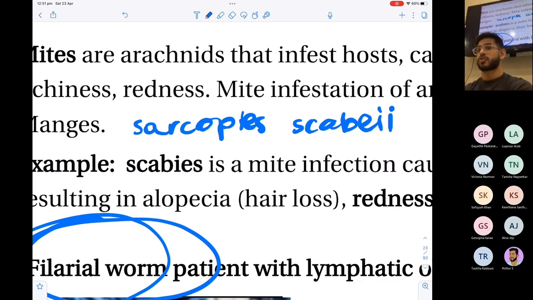Now, the treatment is very simple. The treatment is using parasitic agents. Has anyone heard of ivermectin before? No? You guys didn't hear about the news where people were, I think, ingesting ivermectin for COVID? All kinds of weird stuff people were doing. But ivermectin is used to treat this scabies infection.